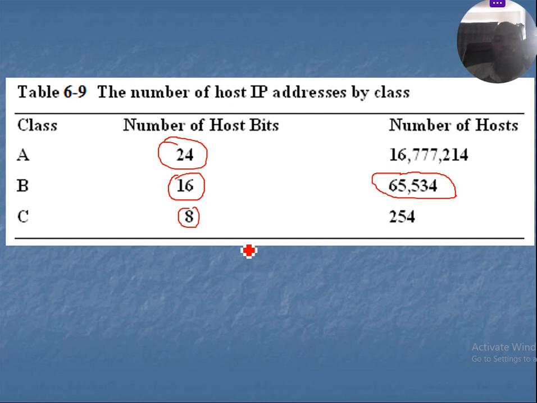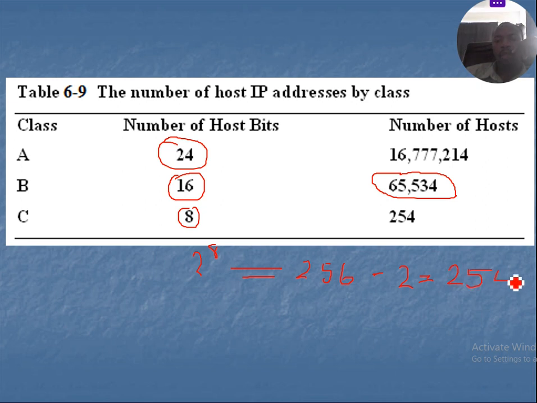So 2 to the power of 8 will be equal to 256. So minus 2, you get the number of hosts for class C. So for class C, you can host about 254.